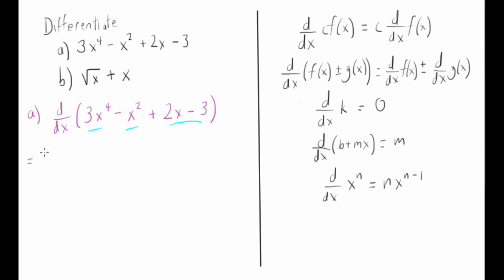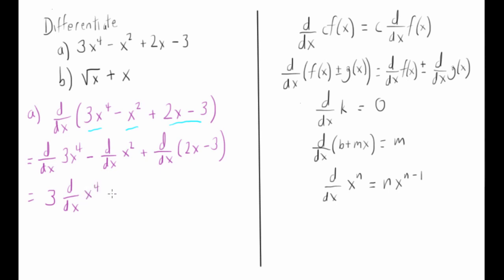So this is going to be equal to d dx of 3x to the 4th minus d dx of x squared plus d dx of 2x minus 3. Let's think about what we're going to do with each piece of this. What we're going to do here is we've got x to the 4th. We know how to differentiate it, but there's a 3 in front of it. So we're going to pull the 3 out using the constant multiple rule. So this is 3 d dx of x to the 4th.